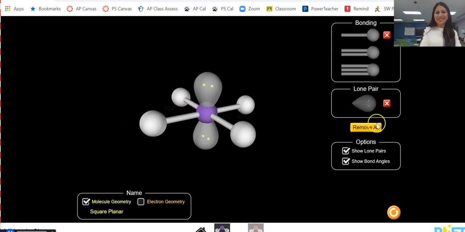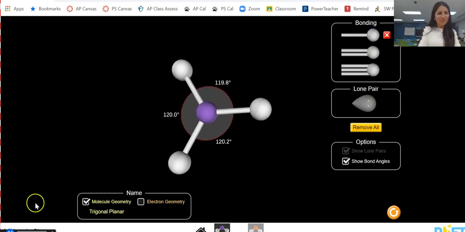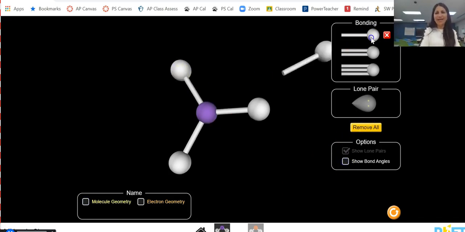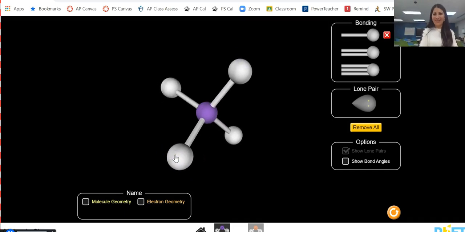So recap on this part again. Let's see how we did. Let's remove all, and let's get our 4 bonds here. Let's remove this and remove our bond angles. Okay, here we go. Ready? If we've got 4, what is the name of this shape and what is the bond angle? All right, hopefully you said tetrahedral and 109.5, not 90 degrees, 109.5.